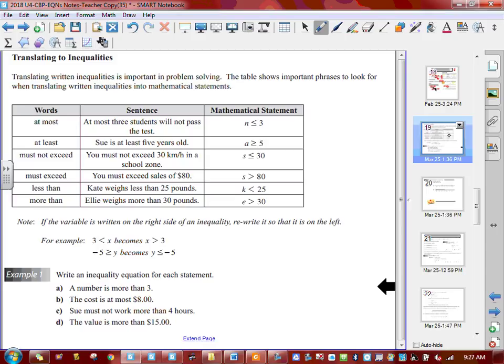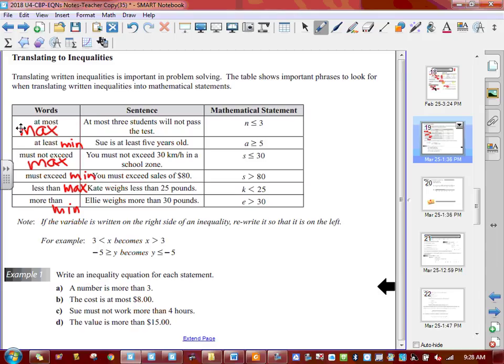If I want to translate, that means I'm actually going to write a statement of what it means. At most is another word for maximum. At least is another way of saying minimum. Must not exceed is another way of saying maximum. Must exceed means minimum. Less than means there's a maximum, and more than shows you a minimum. So they're either talking about a maximum amount of something or a minimum amount of something.